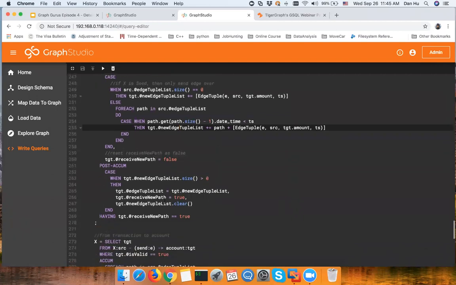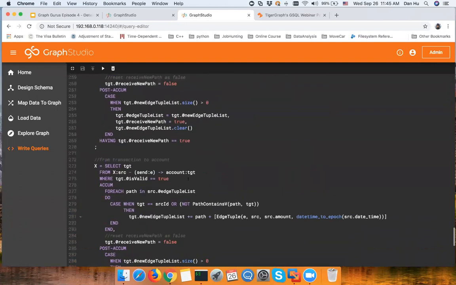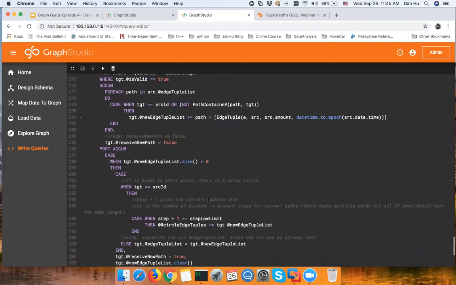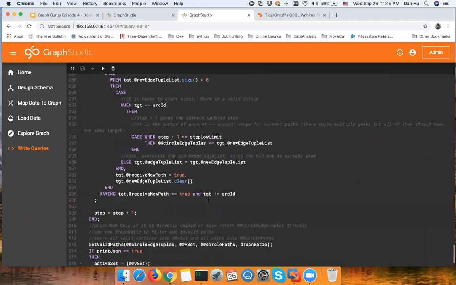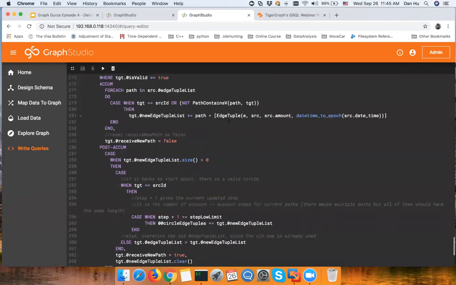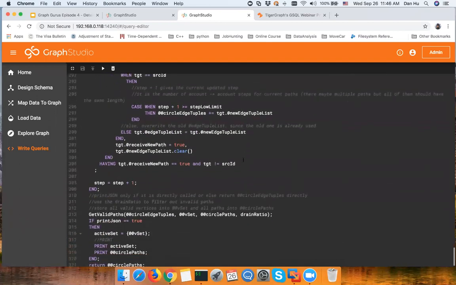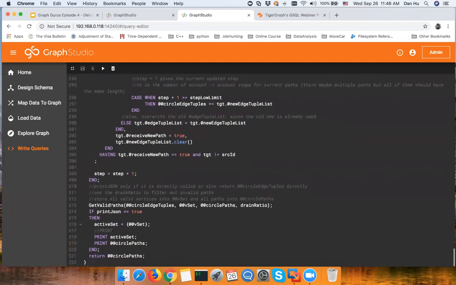So it's just some marks, and the same thing from transaction to account. So that's a lot of detail. You can read it later, but basically we are collecting the paths and also applying the filters on the transaction time. Then at line 313, we have a UDF function.